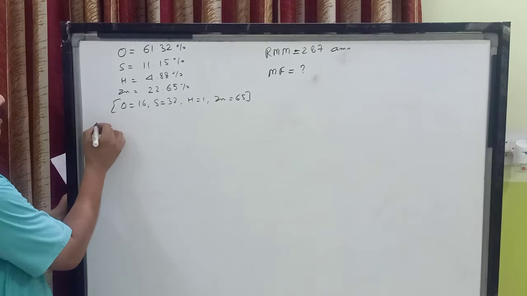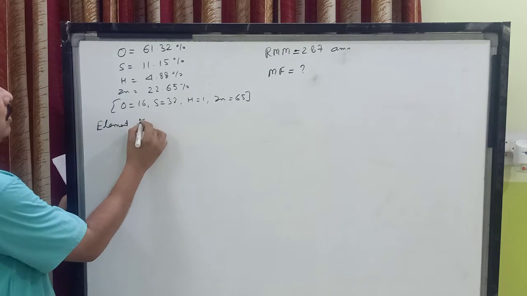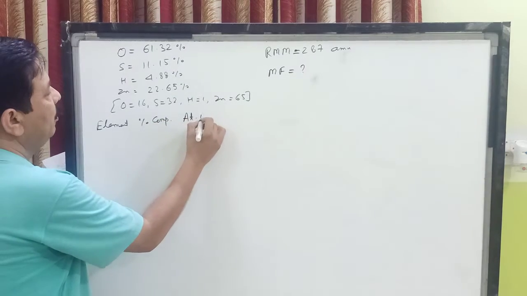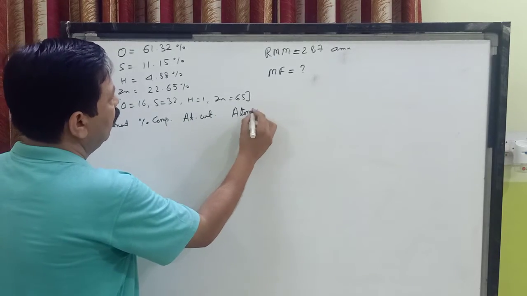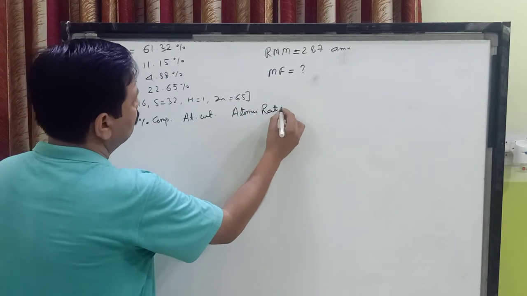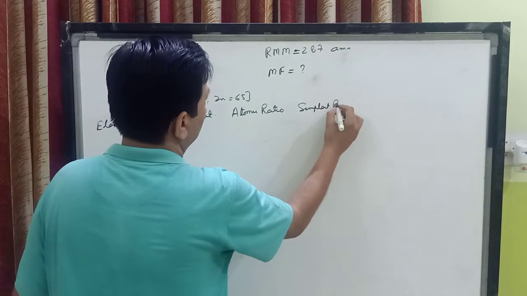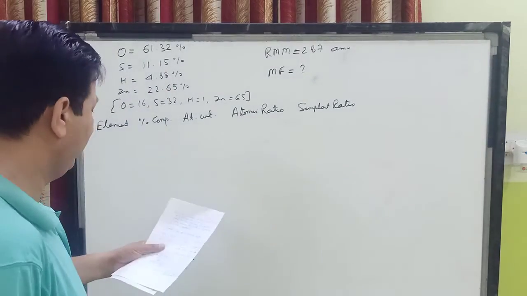So children, again we do the same thing: element, percentage composition, atomic weight, atomic ratio, then simplest ratio, and the last one we'll see if we need it, then we'll write it.